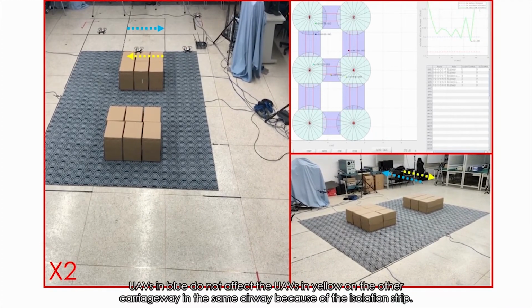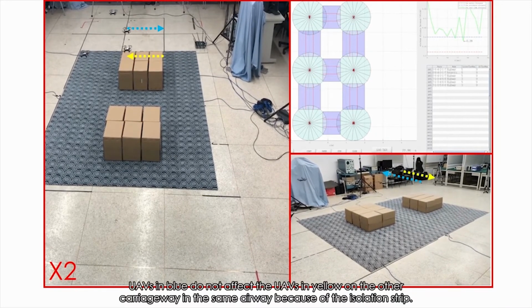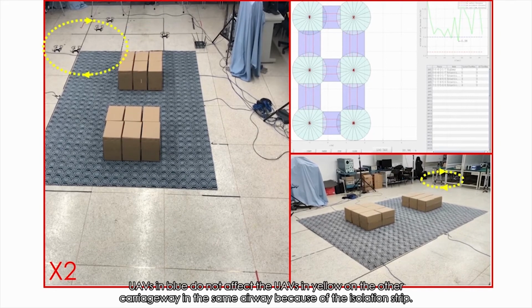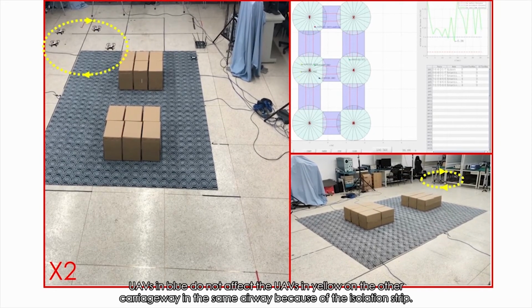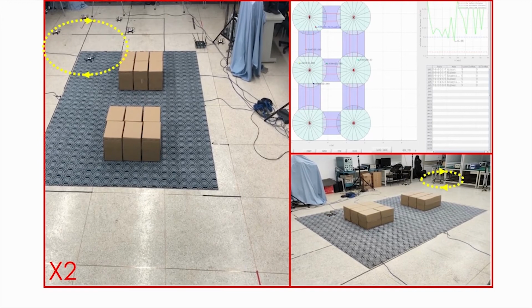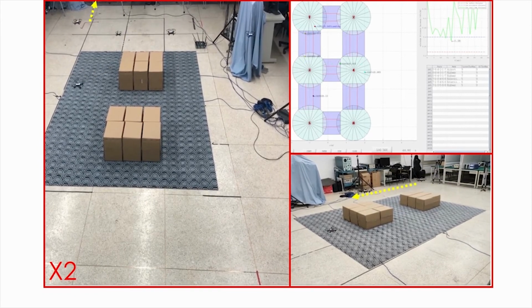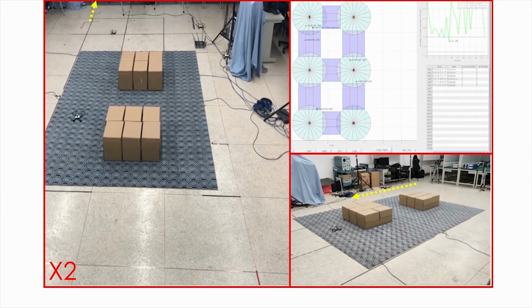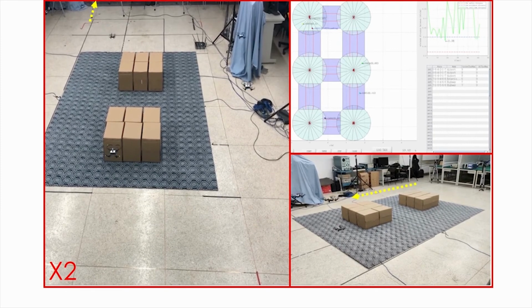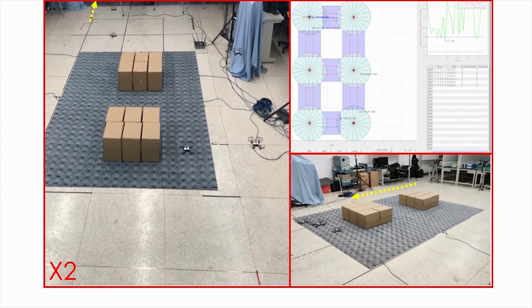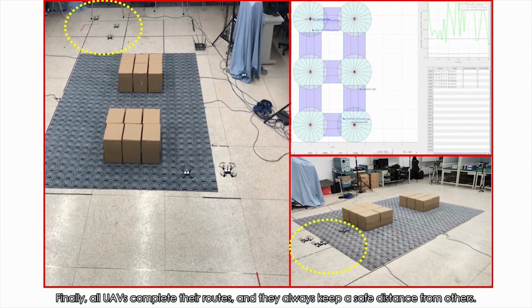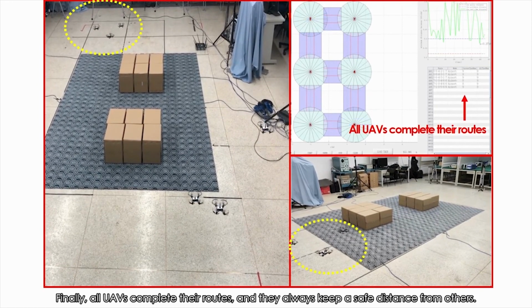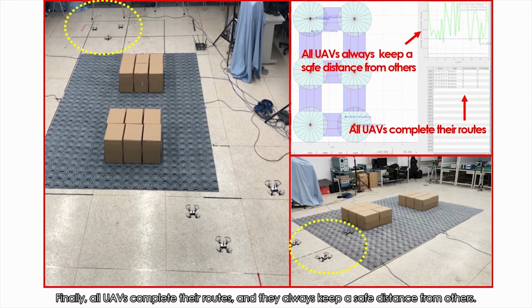UAVs in blue do not affect the UAVs in yellow on the other carriageway in the same airway because of the isolation strip. Finally, all UAVs complete their routes, and they always keep a safe distance from others.